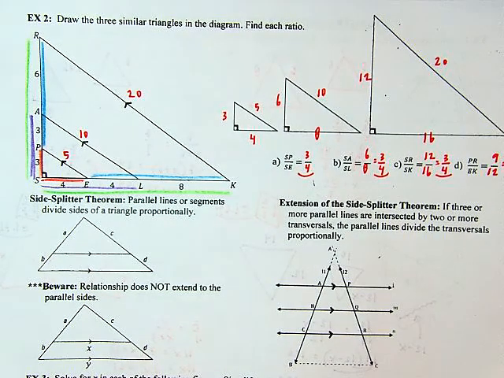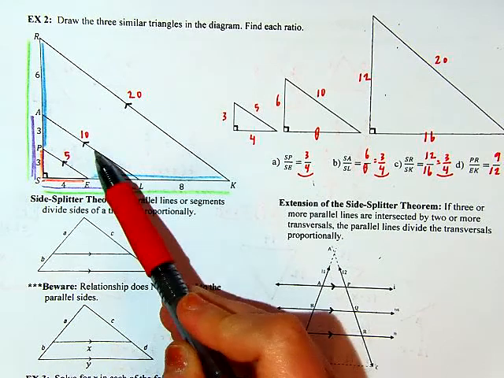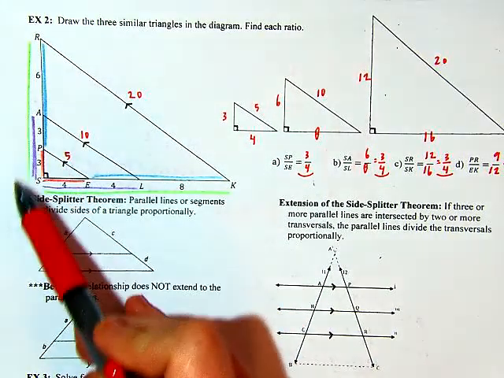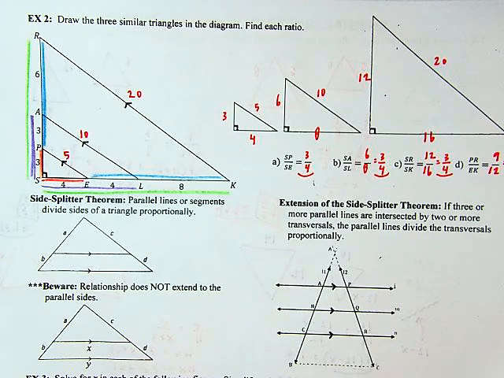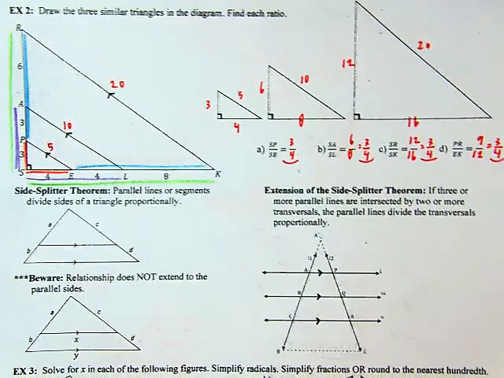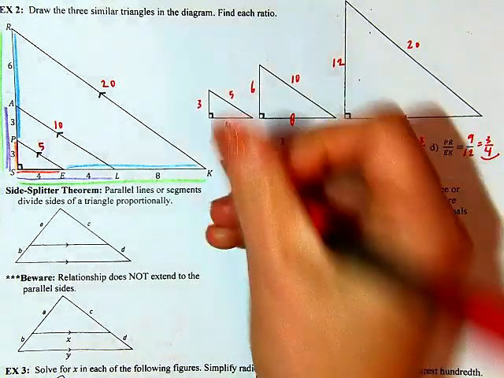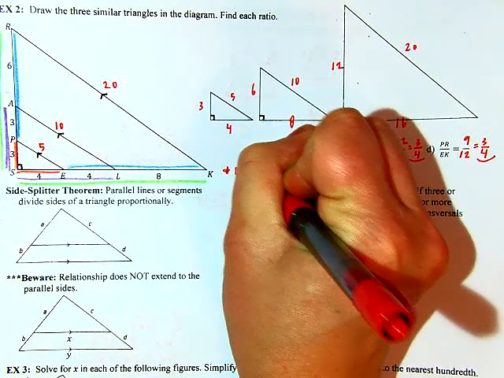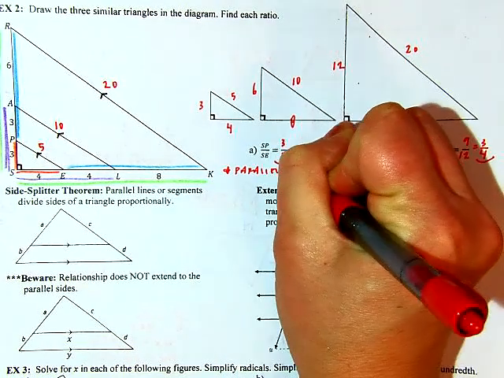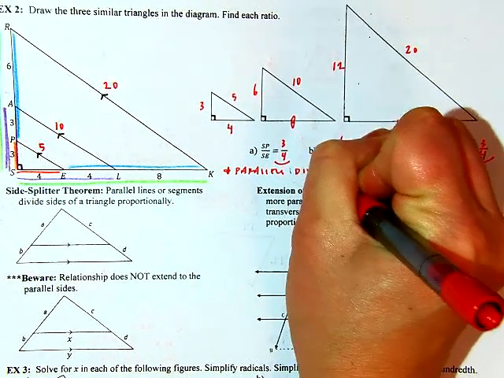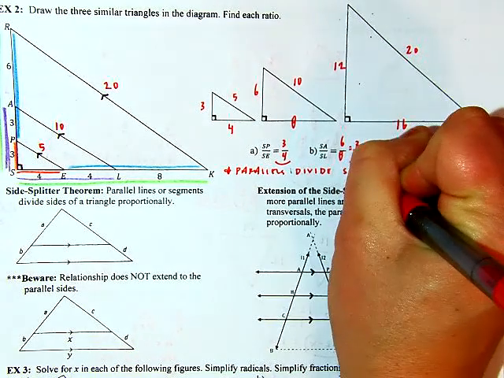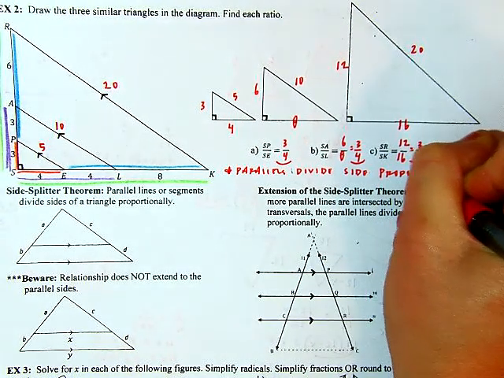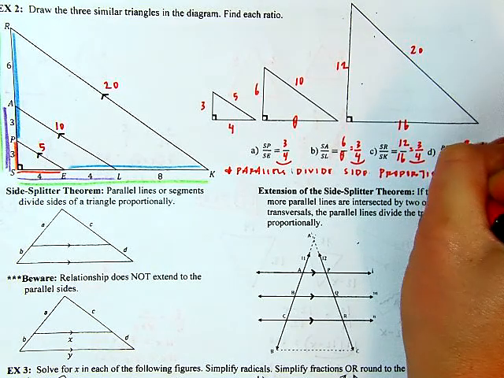So what I'm seeing then is that these parallels, they divide their respective sides proportionally. It's always in that ratio of 3 to 4. Let me add that here. So parallels divide sides proportionally. And proportionally just means the same ratio.